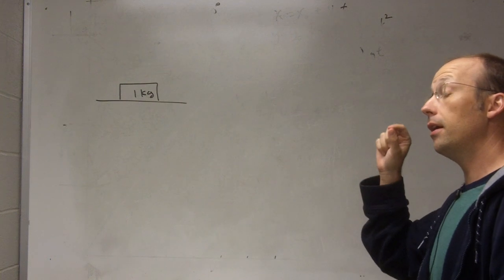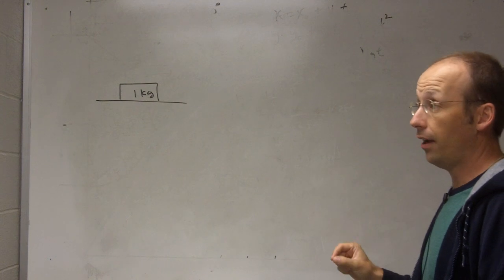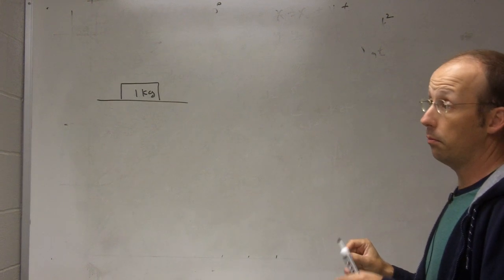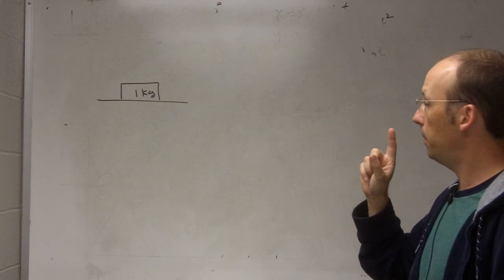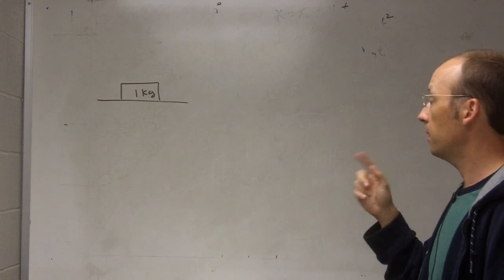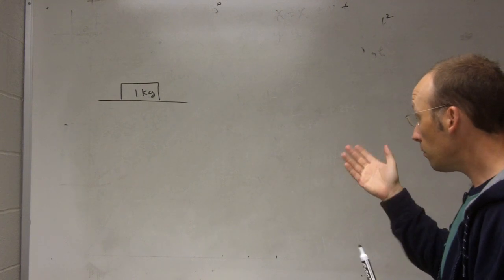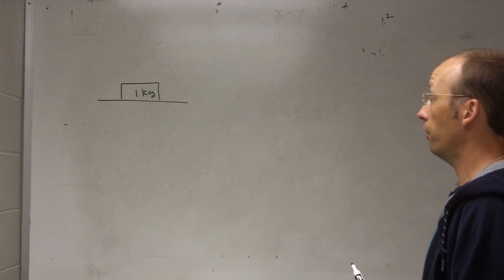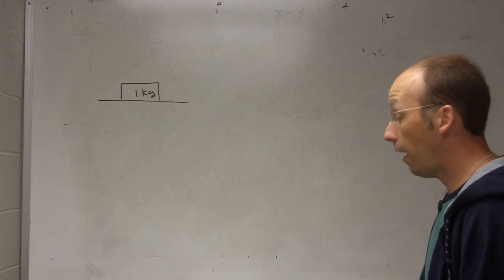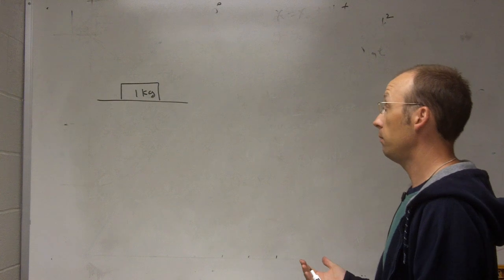So if something is staying at rest or moving at a constant speed but not changing its velocity, then the total force has to be the zero vector. So if I want to draw a free body diagram for this, what forces would I have on there? This one's not too hard.